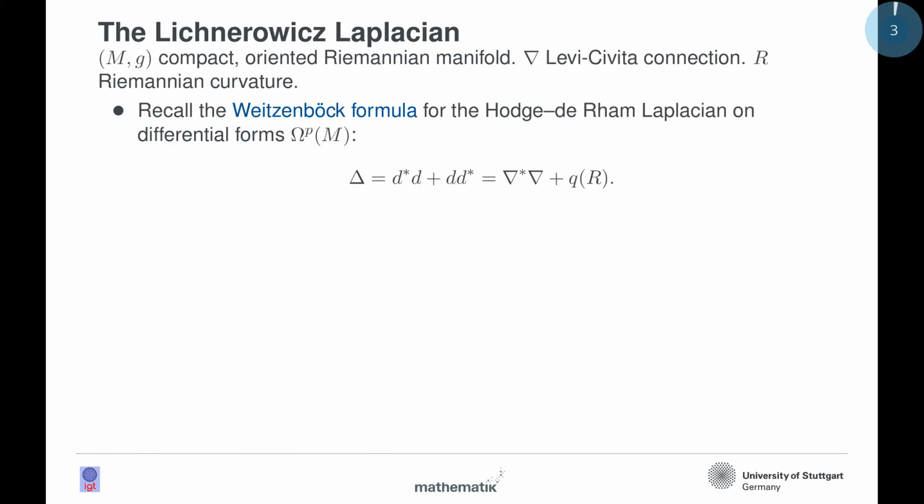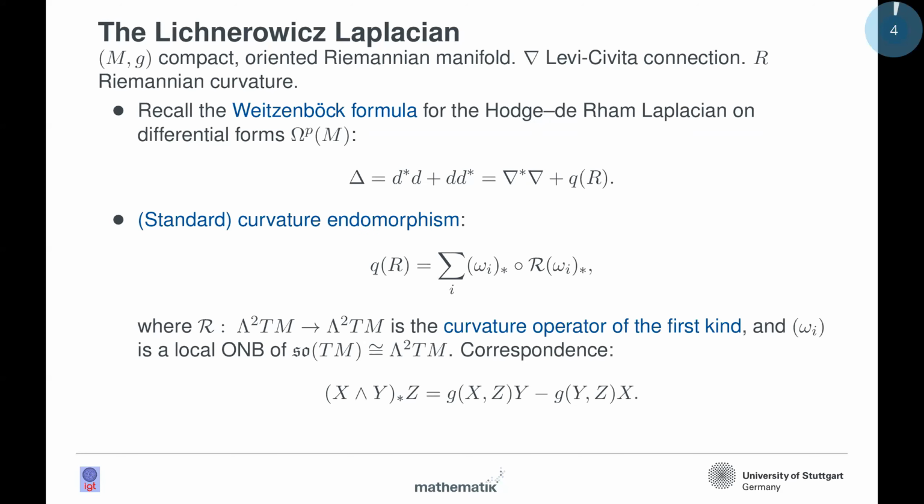Okay, so the Lichnerowicz Laplacian, how is it motivated? On differential forms, so alternating tensors, we have this Weitzenböck formula for the Hodge-de Rham Laplacian. Namely, we can write it as nabla star nabla, where nabla is the Levi-Civita connection. This nabla star nabla is the rough Laplacian or Bochner Laplacian, plus some fiber-wise curvature operator q of R. And this q of R is sometimes called the standard curvature term.